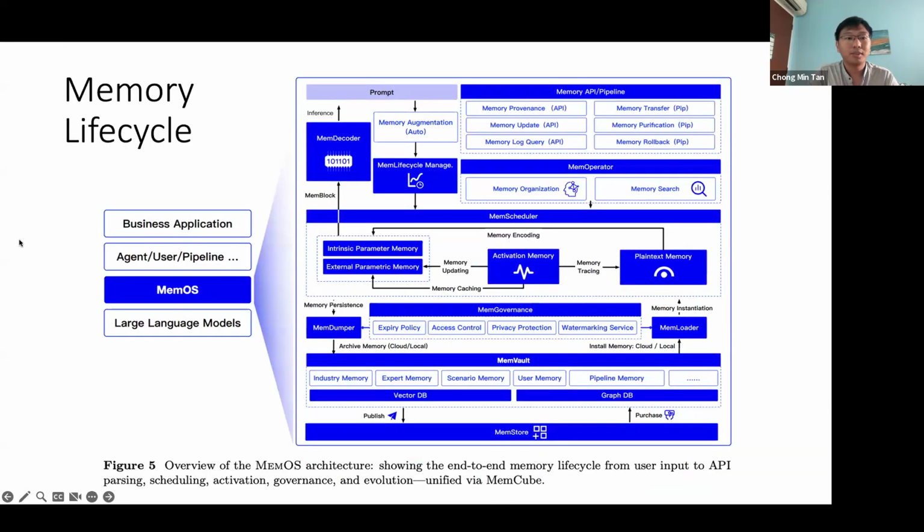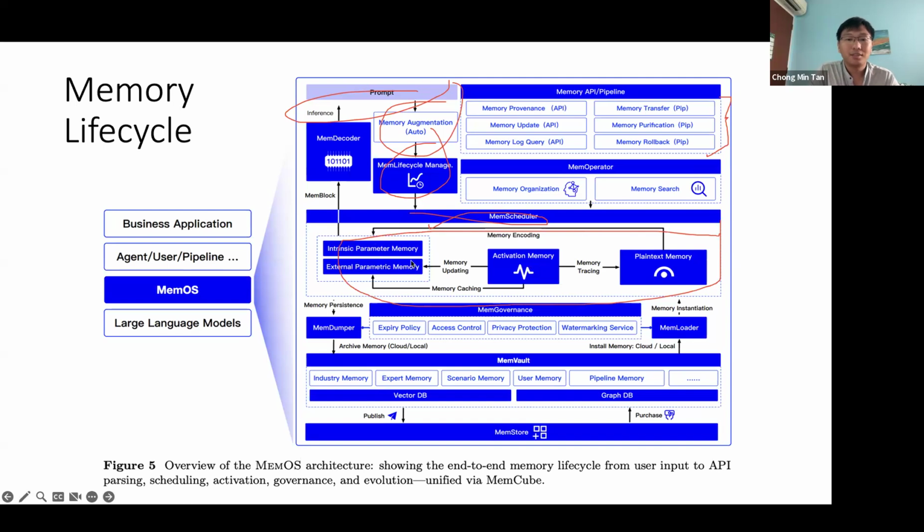So this is how the memory lifecycle is. If you look at this very complicated diagram, you have a prompt, you augment your memory, you manage your lifecycle. There's so many things you can use to update your memory, right? Then you can go to the mem scheduler to see what should the memory be used for, where should it go. And then your encoding, you have plain text, activation, parametric.